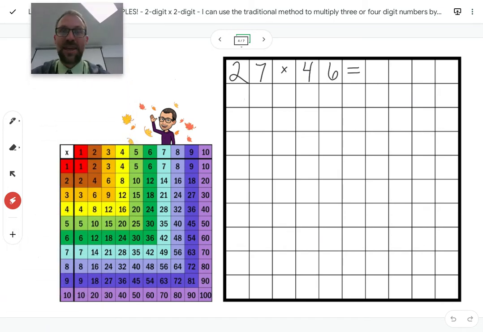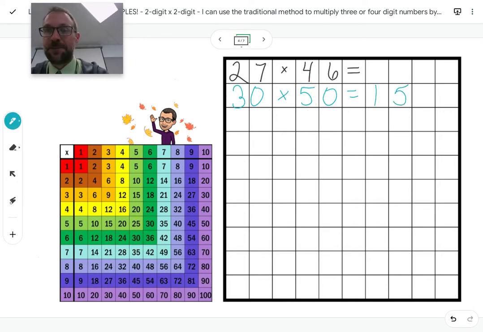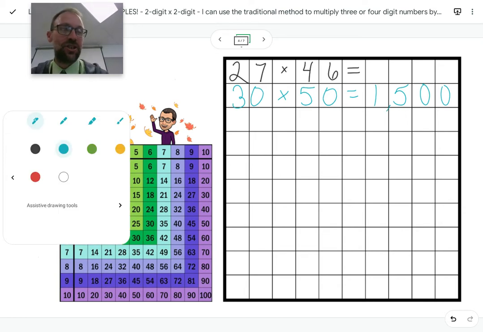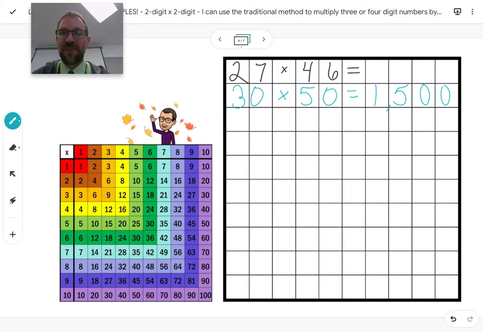So let's get started. Here's another example, 27 times 46. First, let's estimate. 27 rounds to 30. And what about 46? Let's use 50. So now we have 30 times 50. It's an extended math fact. 3 times 5 is 15 with 2 zeros. So that is 1,500. When we're finished multiplying, our product should be in the neighborhood, the ballpark of 1,500.